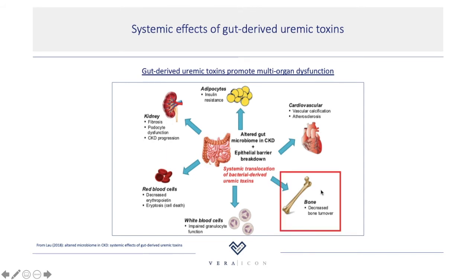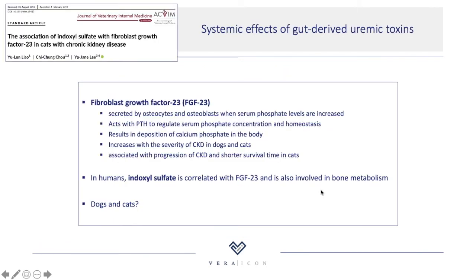What about bone? Well, there is also, again, a very recent paper published in 2019 where the group looked at what is the influence, or what is the association, of indoxyl sulfate with fibroblast growth factor 23 and kidney disease in cats. What is happening there? Is there any correlation?